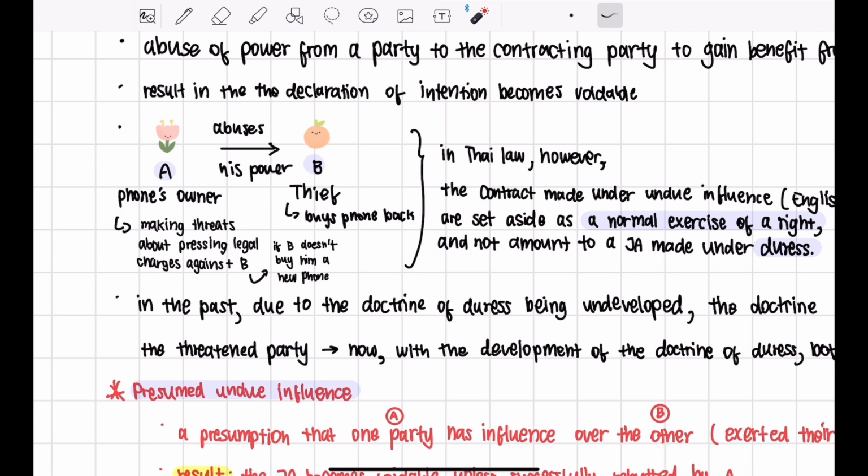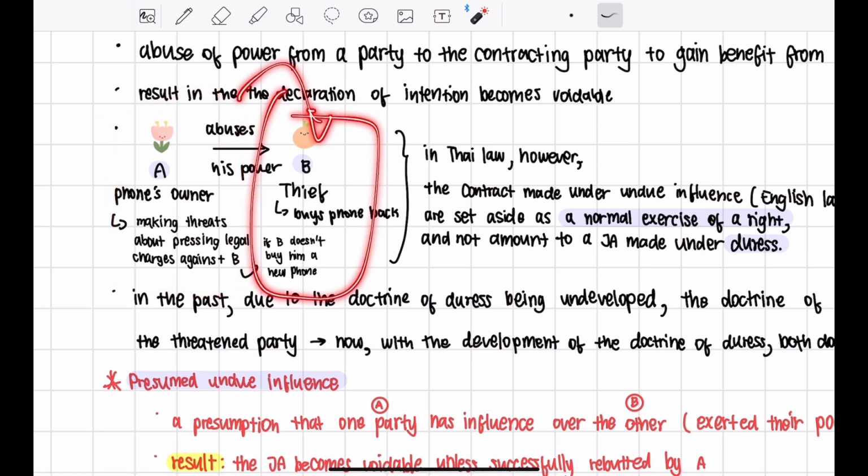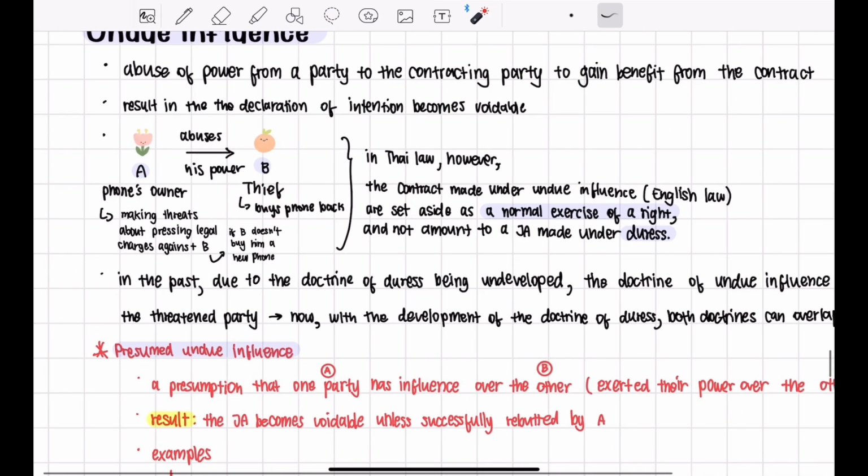Now in Thai law, the threat that A is making does not count as a threat of duress. So basically, B's declaration of intention does not amount to a declaration made under duress, because in Thai law, A is just exercising his normal right to press criminal charges against B, and A has every right to do that in Thai law. However, in English law, it's just more strict. Because A definitely has more power over B, maybe A is abusing his power to get B to declare his intention to buy this phone, and it might amount to a JA, a declaration made under duress in English law.